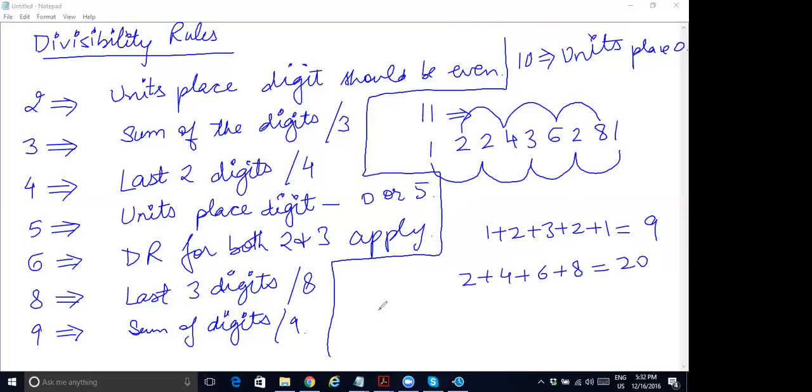Now, if the difference is 11 or a multiple of 11, or even 0, then the number is divisible by 11, otherwise not. Okay.